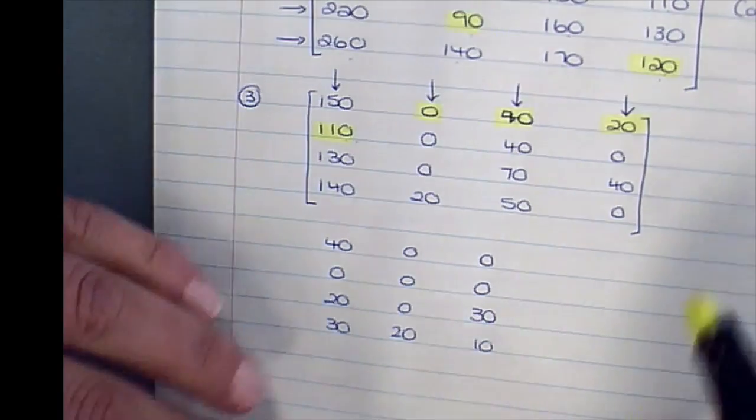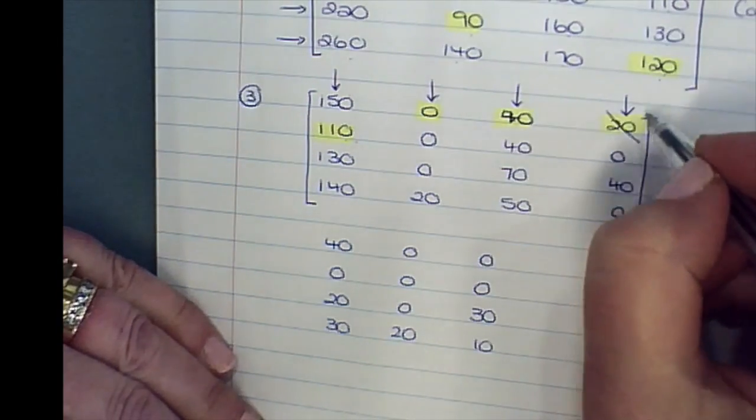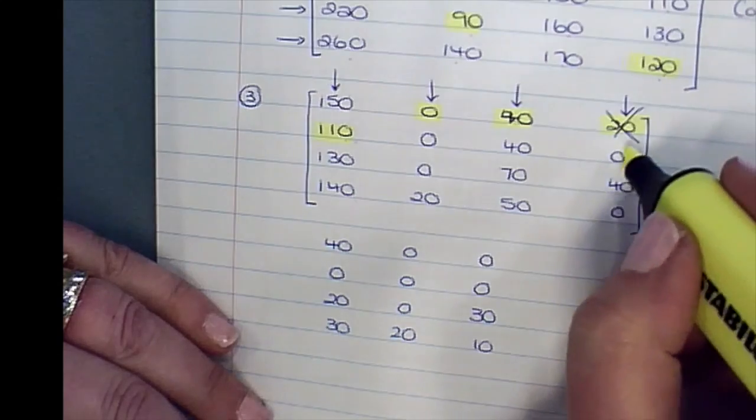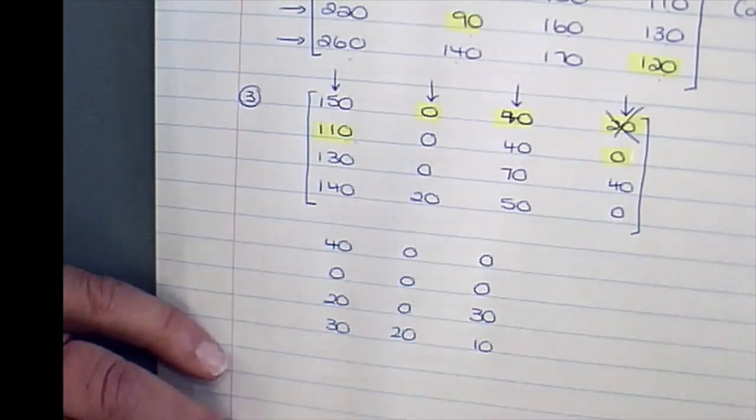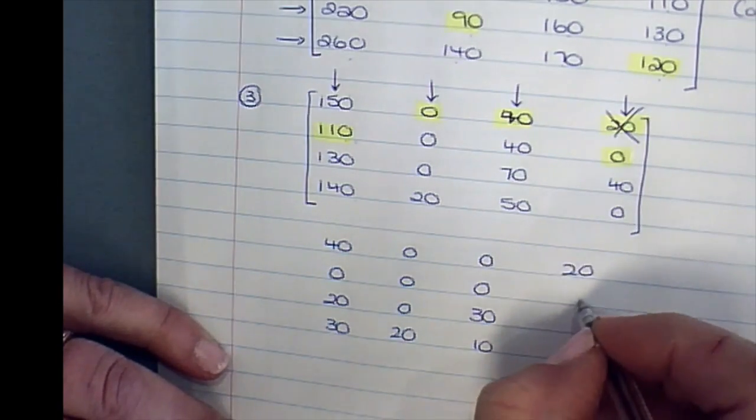Oops, I've made a mistake there. It's not 20. The smallest number there is 0. We can't end up with negatives. So this column remains unchanged.